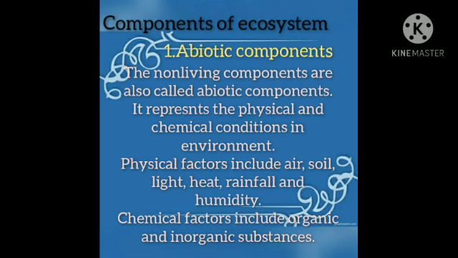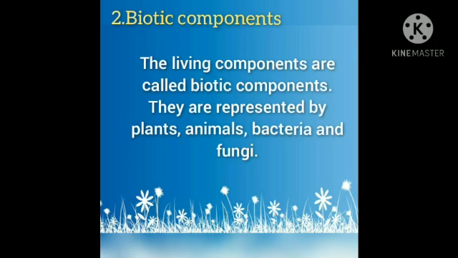Components of ecosystem. There are two components. First one, abiotic components. The non-living components are called abiotic components. They represent the physical and chemical conditions in the environment. Physical factors include air, light, heat, soil, rainfall and humidity. Chemical factors include various organic and inorganic substances. Second one, biotic components. The living components are called biotic components. They are represented by plants, animals, bacteria and fungi.